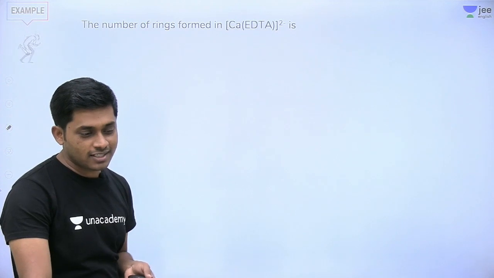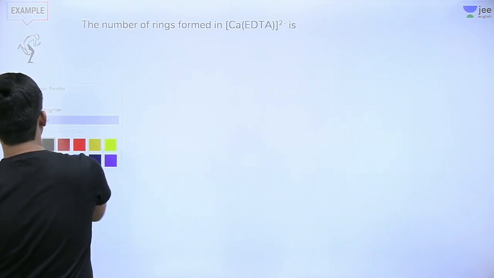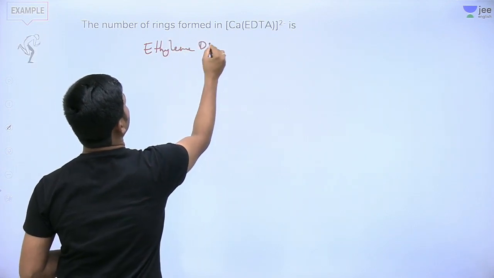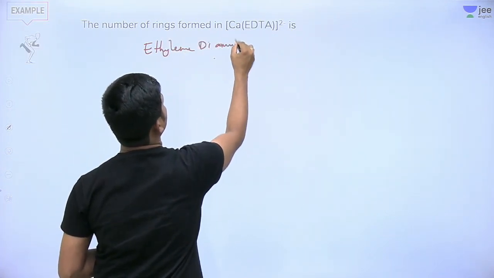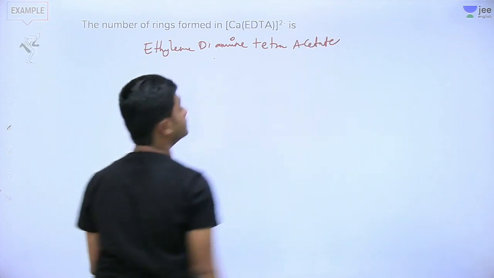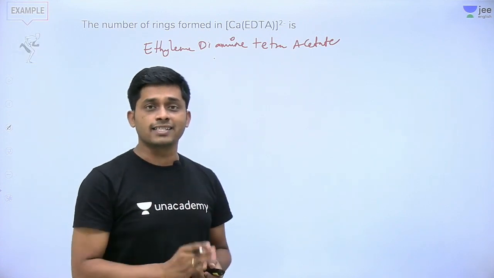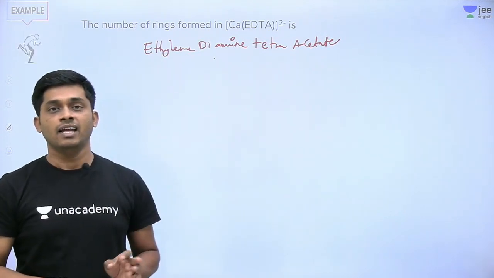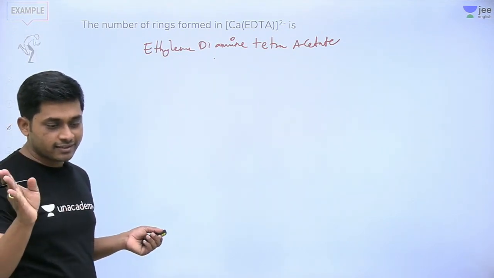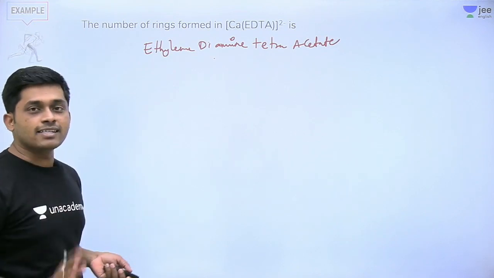What is EDTA? Very good question now. EDTA is ethylene diamine tetraacetate. This is a very good question in coordination. It is a hexadentate ligand, meaning 6 donor atoms are there. Now you see the structure, then count it. I'm not giving the answer, I'll show you the structure. You give me the answer, what is the correct answer now.